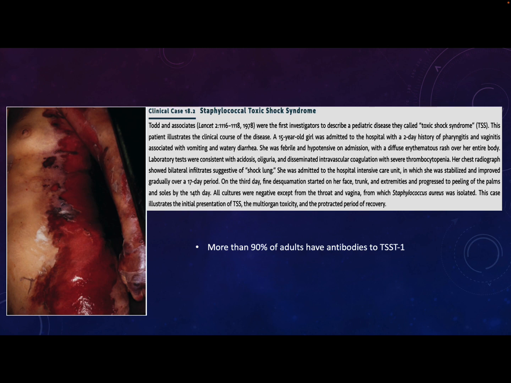Her x-ray showed infiltrates on both sides, suggesting what they call shock lung. She was admitted to the ICU. She was stabilized and improved gradually. On the 3rd day, fine desquamination started on her face, trunk, extremities, peeling of the palms and soles. By the 14th day, her skin was coming off. Her skin was separating. When I say her skin was coming off, I don't mean all of her skin was coming off and there was raw muscle underneath, but the layers of tissue were separating. And she was losing some of the layers of her skin.